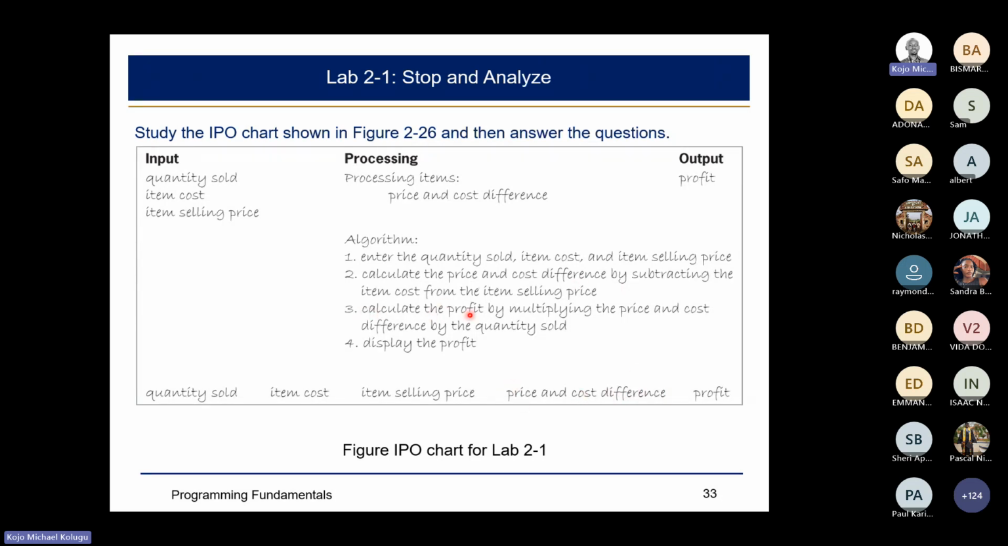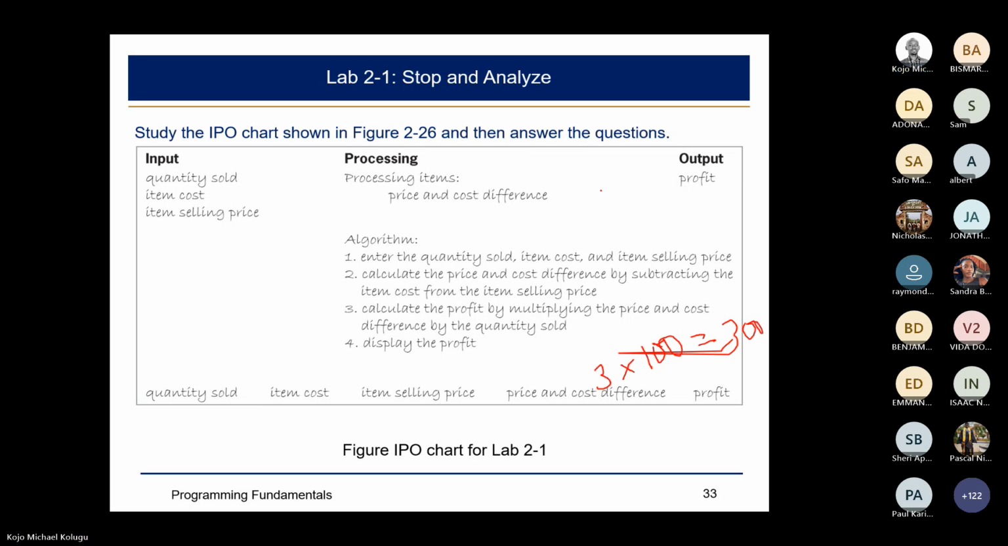The third says calculate the profit by multiplying the price and cost difference by the quantity sold, right? So here you simply take the price and cost difference that you've come up with, 3, multiplied by the quantity, which is 100. So it means that your profit is going to simply be 300, right? Don't mind my handwriting. That's going to be the profit. So this is pretty straightforward.